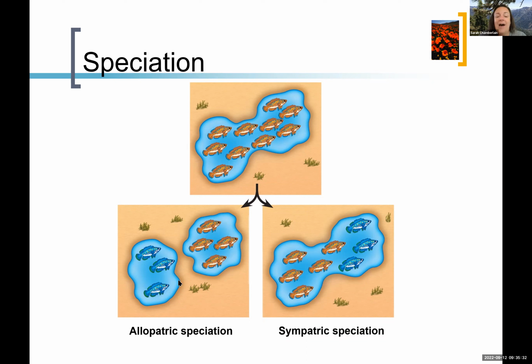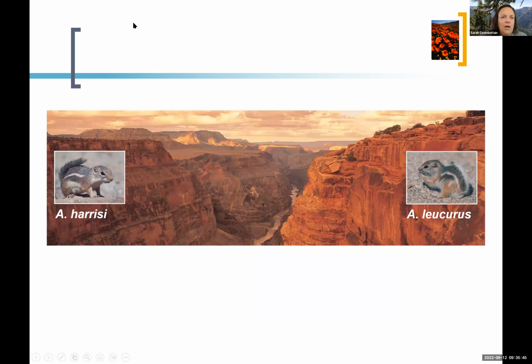Okay. So allopatric speciation, I think for most people, is the easier one to wrap your brain around, for these reasons. This is an example of speciation where we have two species of chipmunks. This is the Grand Canyon, by the way. Aren't they adorable? I guess they're technically called ground squirrels, but they look like chipmunks to me. Anyway, they look almost identical.